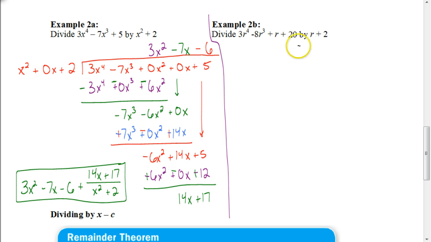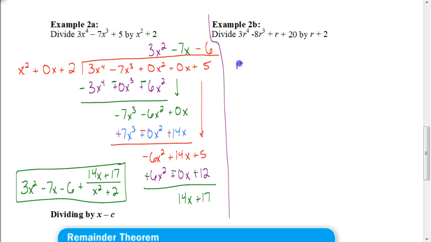So with this one, again, you always want to start by making sure that every exponent is represented. 4, 3, 1, 0. Do you notice one that's missing? We're missing a square. So we have to make sure we include that. This one, 1, 0. Or 1 and none. So that one's good to go.